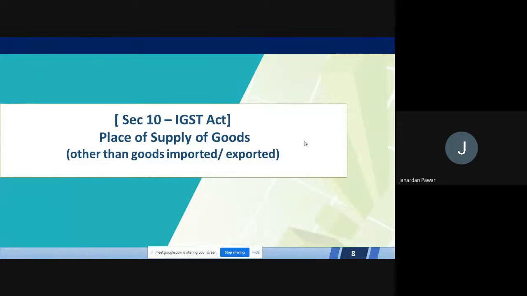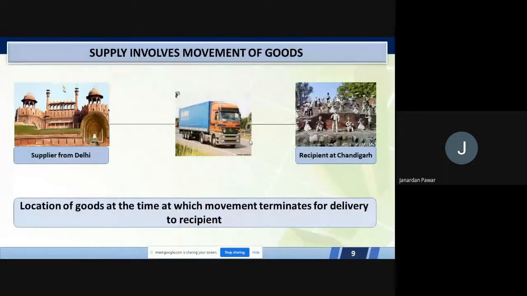So section number 10 of the IGST Act is fully dedicated to place of supply of goods other than goods imported or exported. So we are not talking about import or export. We are talking about the goods which are sold or purchased in our country only. For this particular purpose, place of supply of goods other than goods imported or exported, there is one special section under the GST Act, and that section number is 10. I hope you guys understood. Remember the section. If your exam will be online, then this kind of question may be asked in the examination. Getting my point? Next.